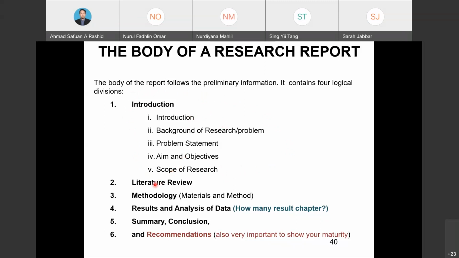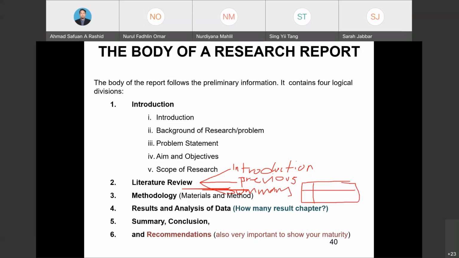While for chapter two, your literature review, you should have an introduction part to discuss what will be discussed in chapter 2. Then you need to list all the previous studies. And then you need to have what we call a summary. The summary normally we put in a table form.